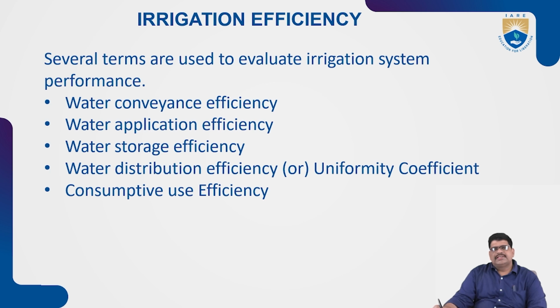Next, water storage efficiencies, how the storage efficiencies can be constructed. Next, distribution efficiency, and the distribution of the water, the uniformity coefficient. Later on we will discuss each of these, and the consumptive use efficiency. These are the main efficiencies of the water usage of the system.